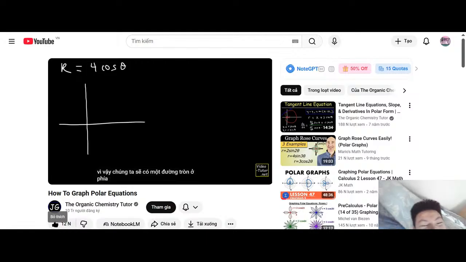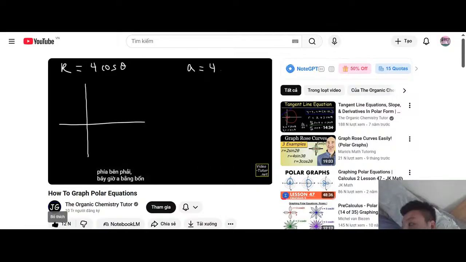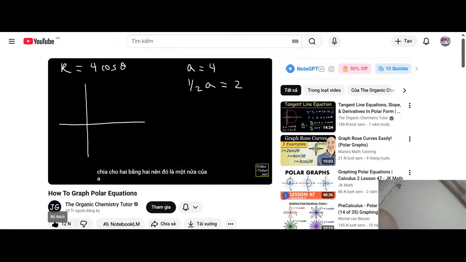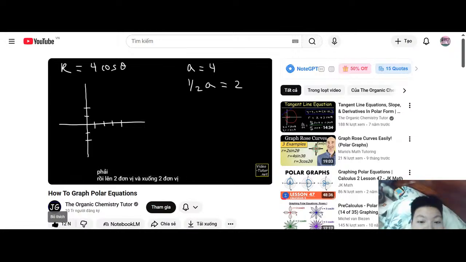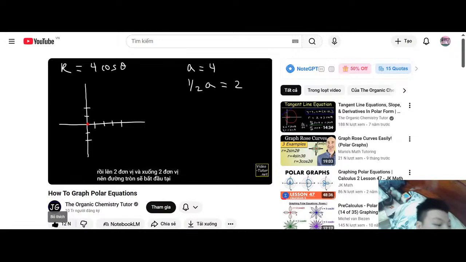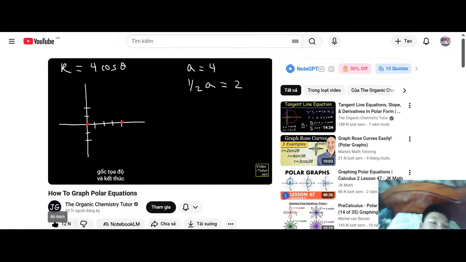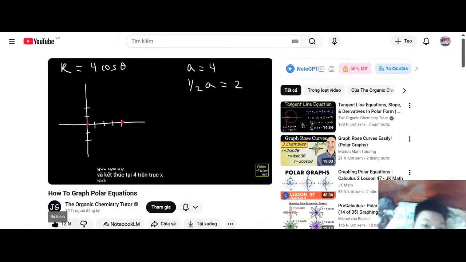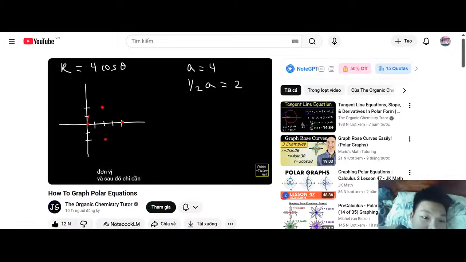So we're going to have a circle on the right side. Now A is 4, and half of A, well, 4 divided by 2 is 2, so that's half of A. So what we're going to do is travel 4 units to the right, and then up 2 units, and down 2 units. So the circle is going to start at the origin, and it ends at 4 on the x-axis. From the center, which is at 2, we need to go up 2 units and down 2 units. And then simply just connect it. So that's how you can graph r equals 4 cosine theta.